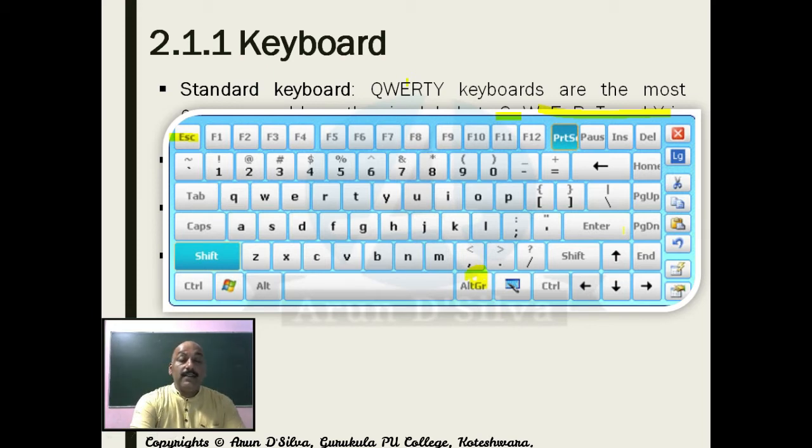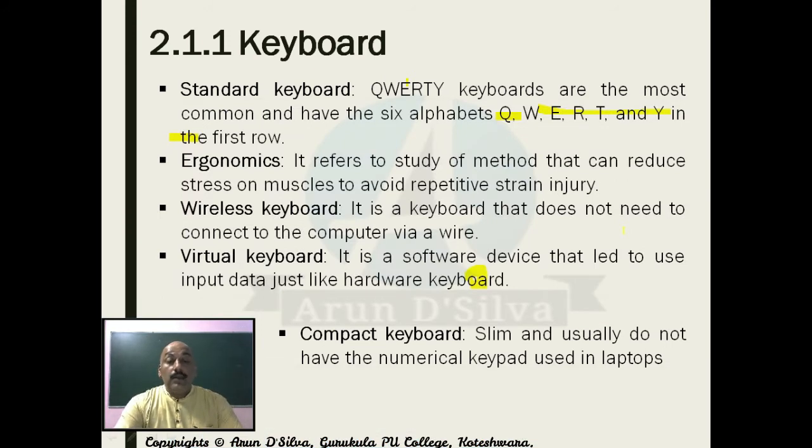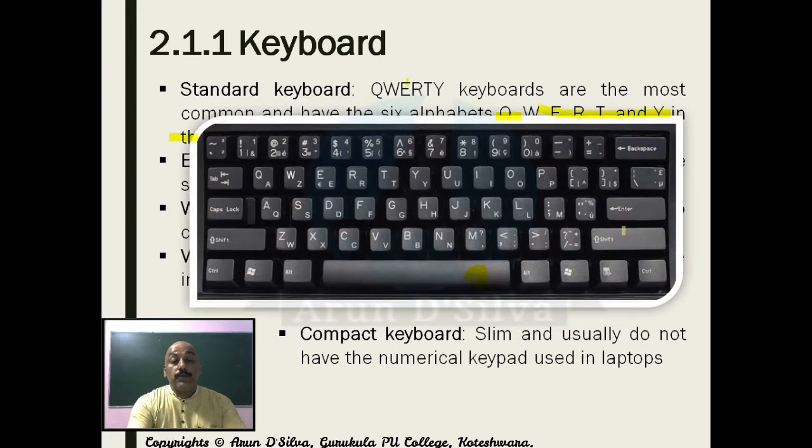The last one is the compact keyboard. This is slim and usually does not have the numerical keypad. Especially it is used in laptops, because the laptop's molded keyboard will be there. So that's the reason this type of keyboard is there. See, here you don't have a number pad, only the keypad. So this is called a compact keyboard. The operation of a separate number pad you have to do by using these numbers.